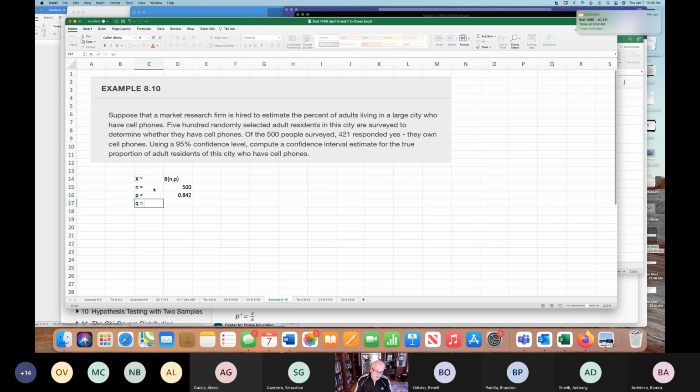We did the binomial distribution. It was a while ago. Did we forget it? Does this ring a bell? 1 minus p. So what's that? Equal to 1 minus that. All right. So what's my X distributed as? It's binomial with 500 comma 0.842.